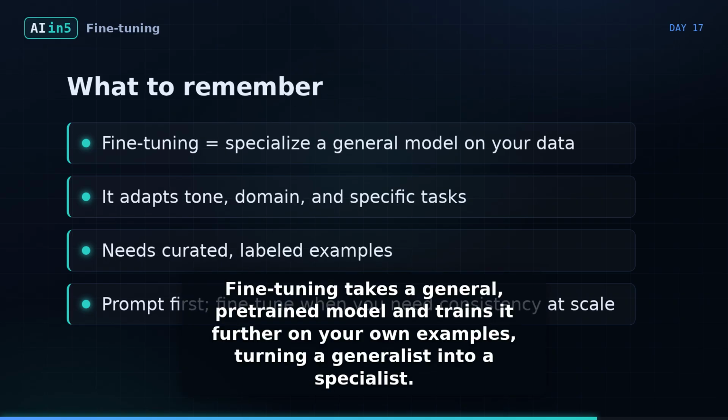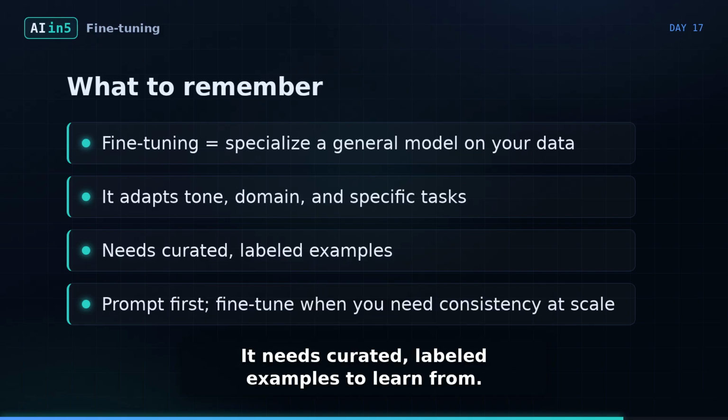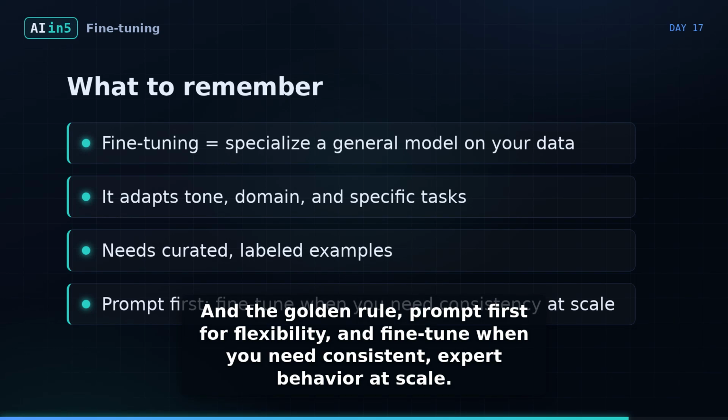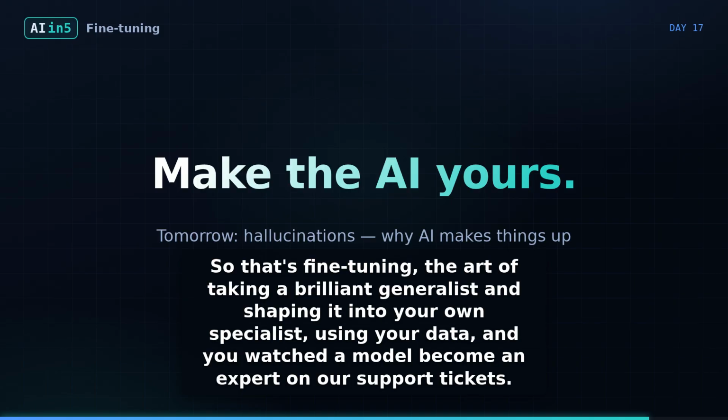Let's lock it in. Fine-tuning takes a general, pre-trained model and trains it further on your own examples, turning a generalist into a specialist. It adapts the model's tone, its domain knowledge, and its skill at your specific task, while keeping its broad abilities. It needs curated, labeled examples to learn from. And the golden rule: prompt first for flexibility and fine-tune when you need consistent, expert behavior at scale. We proved the core idea by specializing a model on our own tickets in seconds. So that's fine-tuning, the art of taking a brilliant generalist and shaping it into your own specialist, using your data, and you watched a model become an expert on our support tickets.